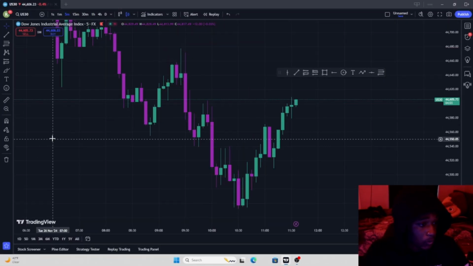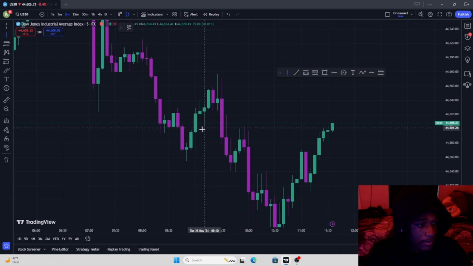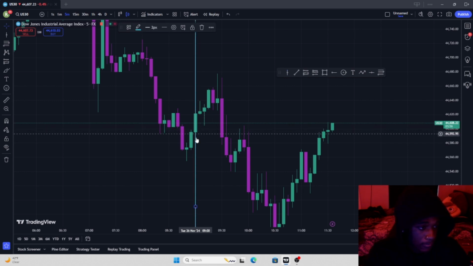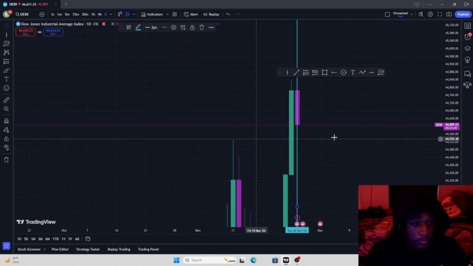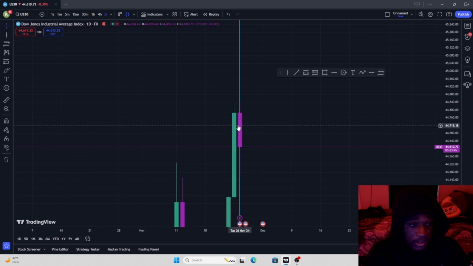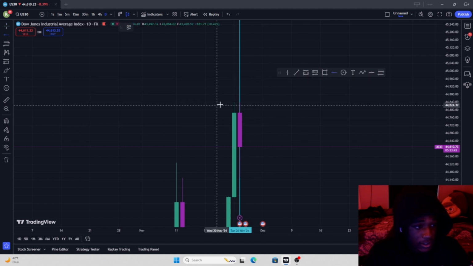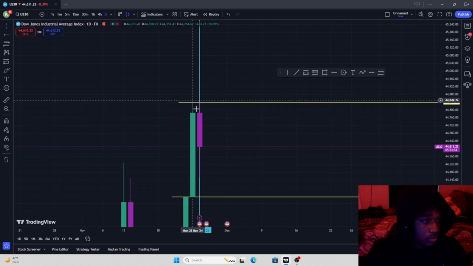So the first thing I did when I came into the market was, first of all, I'm going to mark where I came into the market. I came into the market at 9 a.m., so it was on this blue vertical line. The first thing I did was go on the daily time frame and mark up the recent day, which is the 25th, which was yesterday. I marked up the recent daily high, which is the highest point of yesterday, and the lowest point of yesterday, which is the daily low. So we have the recent daily high and we have the recent daily low.